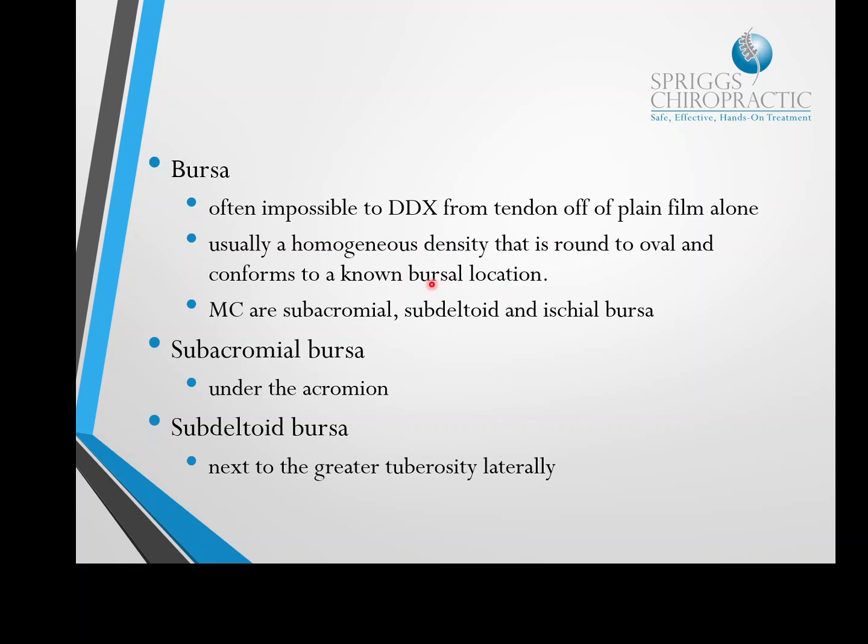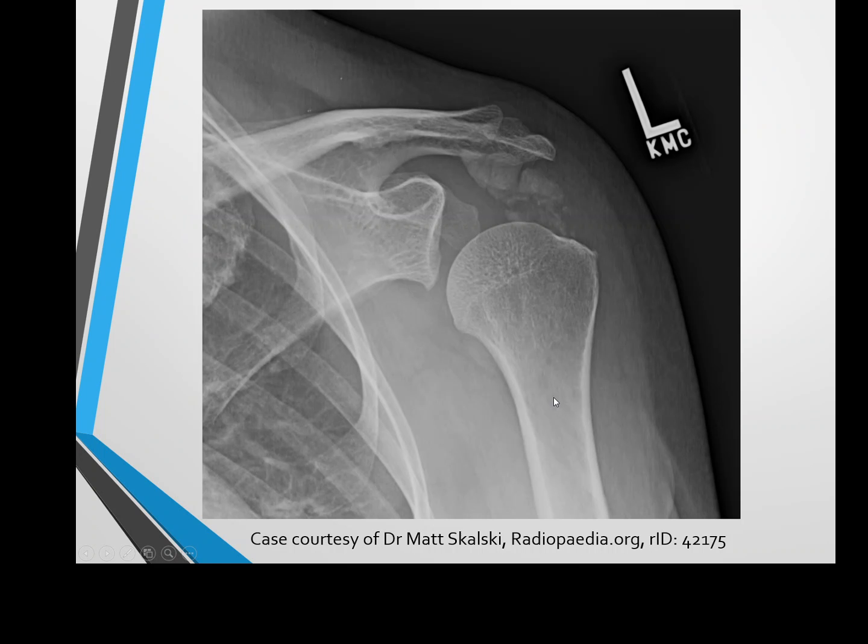But as you can see on the next X-ray, to be perfectly honest, it could swing either way on that particular X-ray. If you were to write down it's going to be the tendon of the supraspinatus muscle, then I'm sure in your exam you'll get away with it. Most common is going to be subacromial bursa, subdeltoid, and then the ischial bursa. Subacromial bursa is obviously under the acromion, and the subdeltoid is going to be next to the greater tuberosity and the lateral aspect of the proximal humerus.